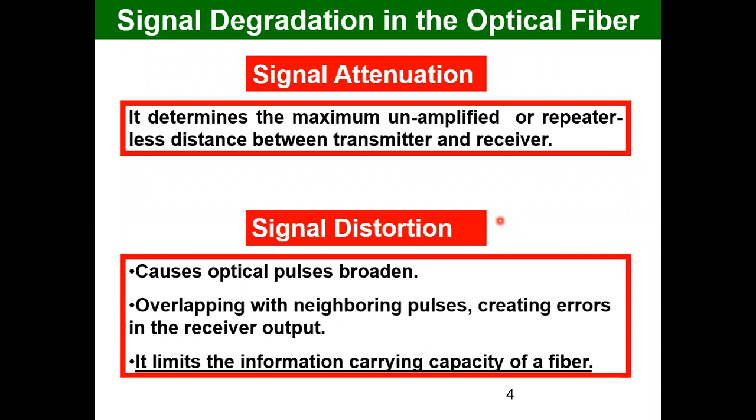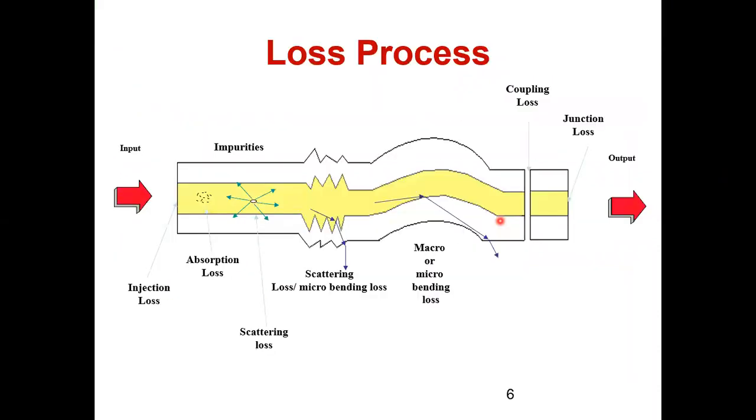Now I have one diagram which shows where all the loss can happen. There are many ways in which the loss process can occur. I took this diagram from the internet. Just see, I have the input signal, here I have the source and this is my fiber. The white part is my cladding, the yellow part is my core.